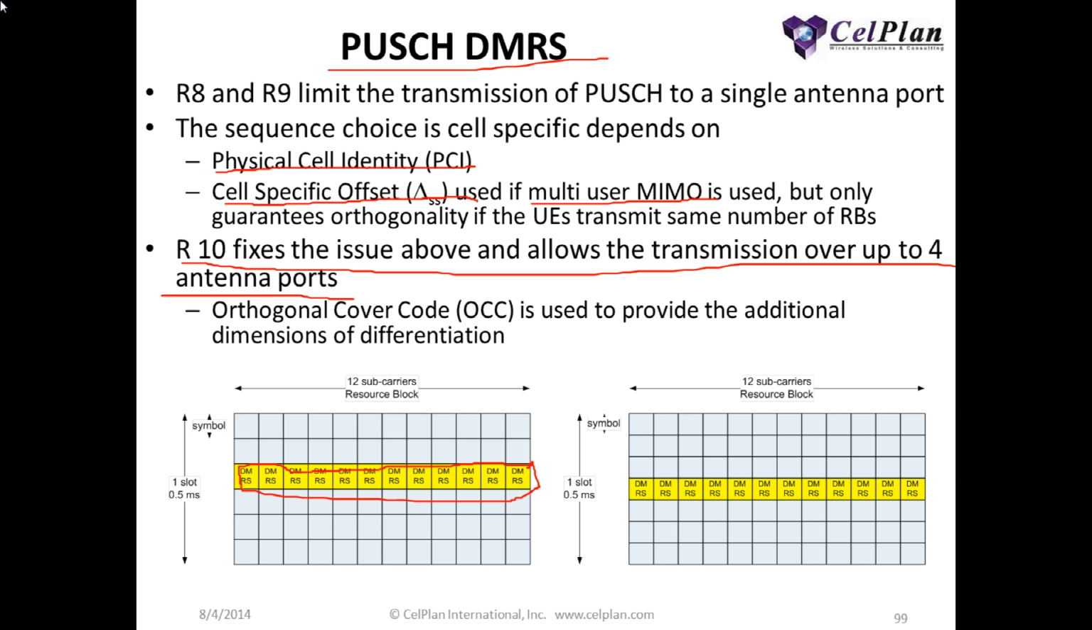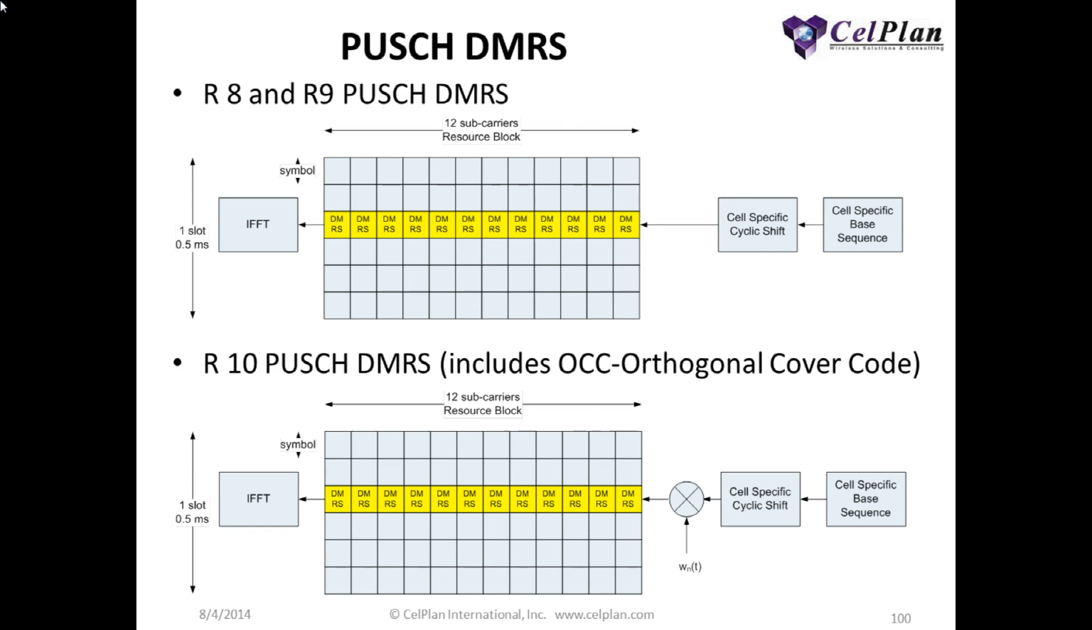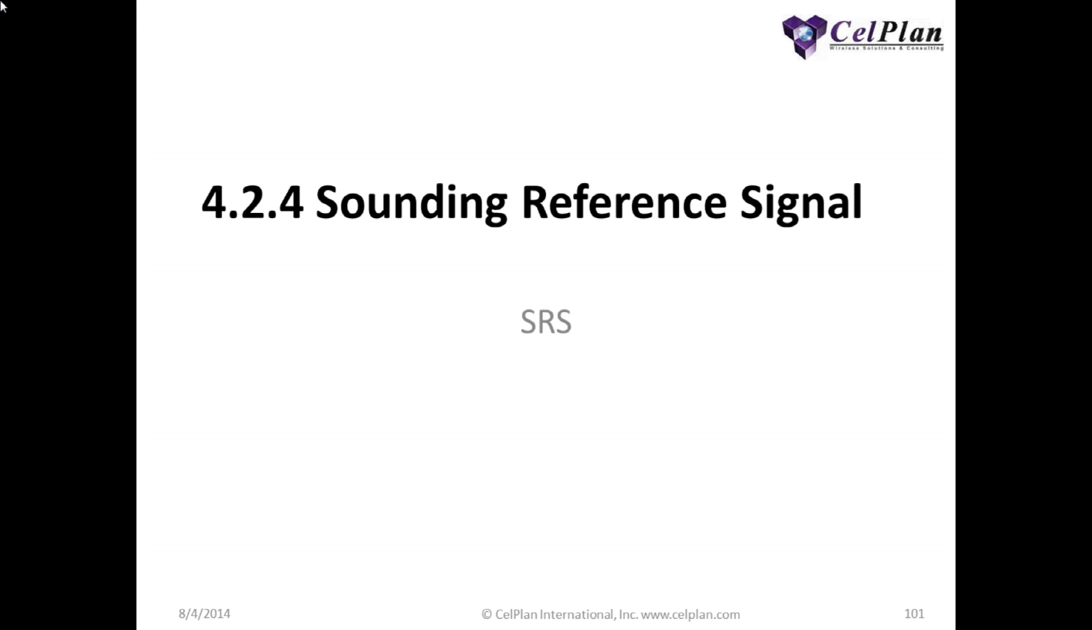Release 10 tries to resolve this and allows transmission over up to 4 antenna ports by adding orthogonal cover code to provide an additional dimension of differentiation. Okay, so this is the release 8 and 9, and here you have the extra orthogonal code for release 10.